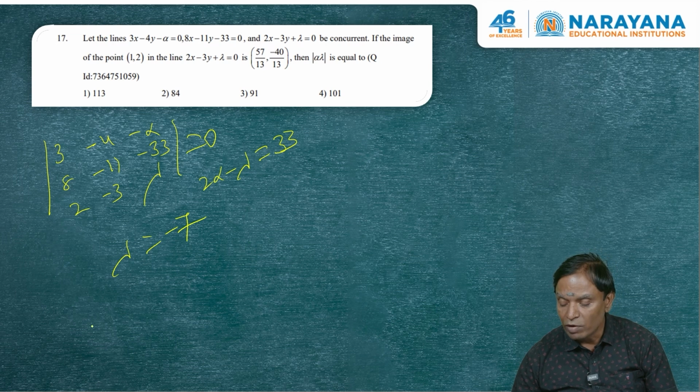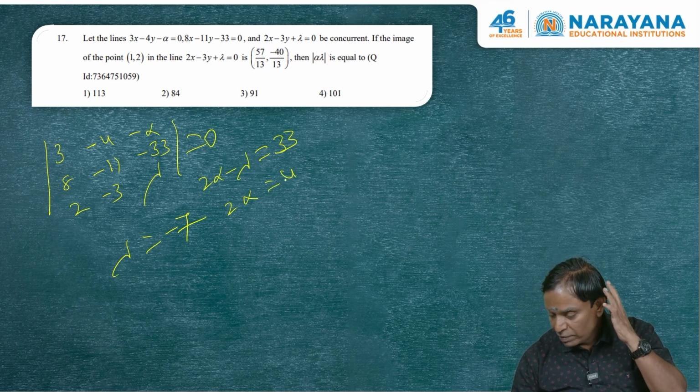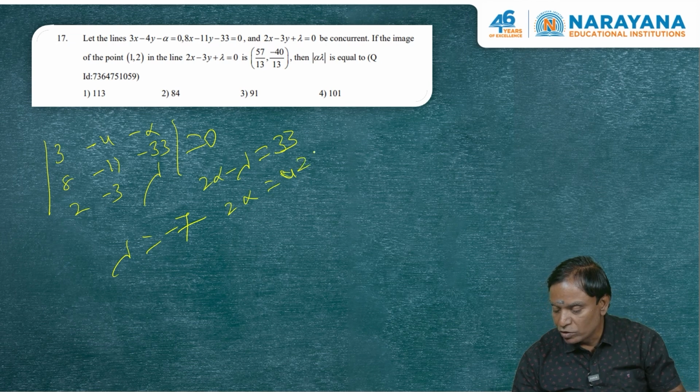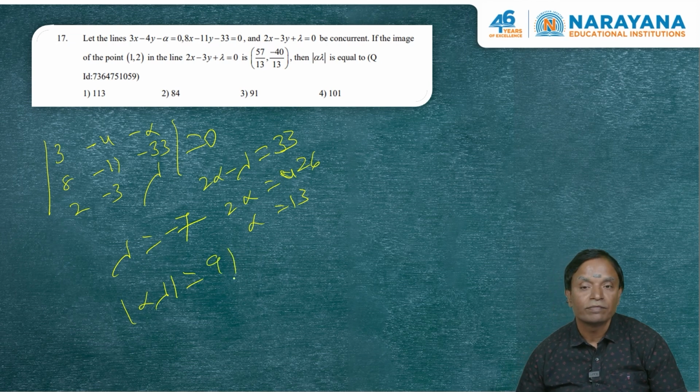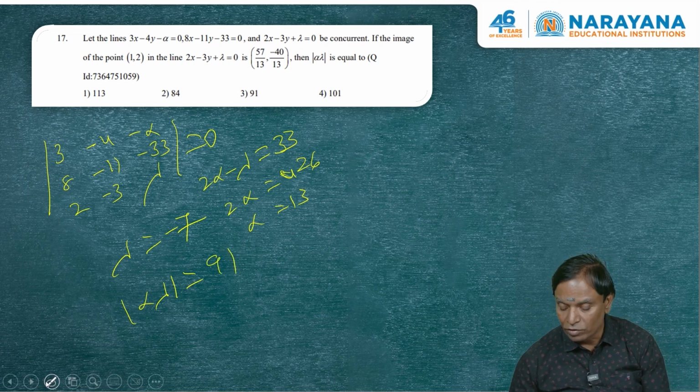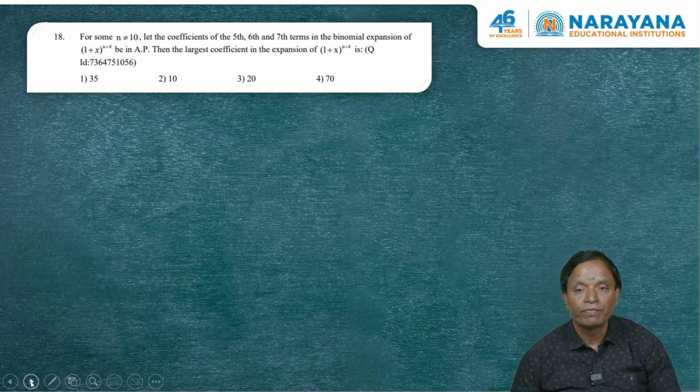So you want modulus of alpha into lambda. If I put lambda is equal to minus 7 here, 2 alpha is equal to 33 minus 7, which gives you 26. Alpha is equal to 13. I want modulus of alpha into lambda, which is 91. Let us go to the next problem.